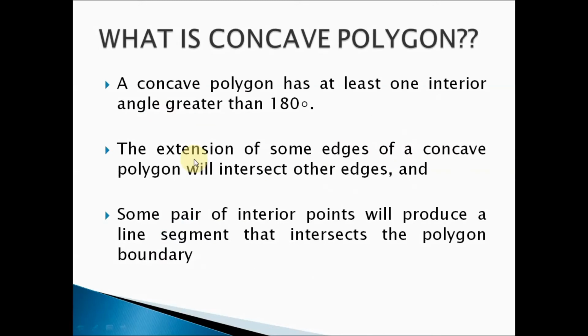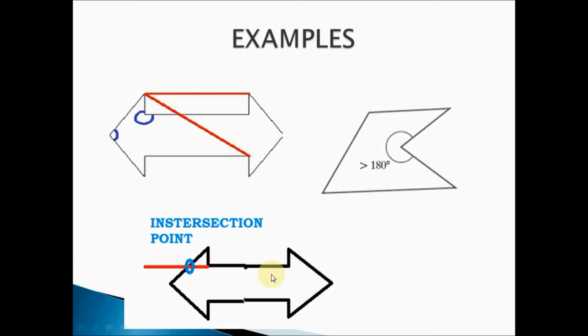And the second thing, the extension of some edges of a concave polygon will intersect other edges. You can see here, I extended an edge of the polygon, this red line. This is nothing but an extension edge. This extension edge is intersecting with another edge of the polygon, where I marked the intersection point also. So if you extend the edge of the polygon and it intersects with another edge, then you can call that polygon a concave polygon.